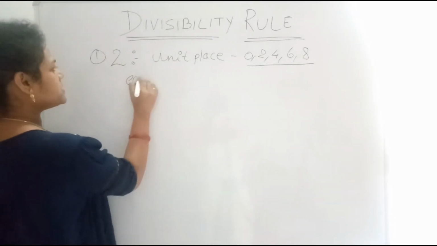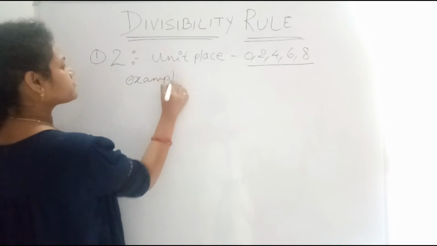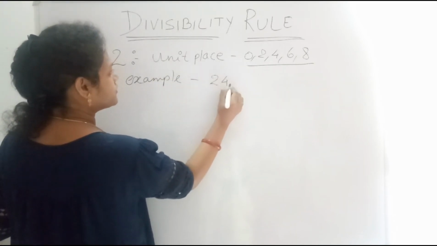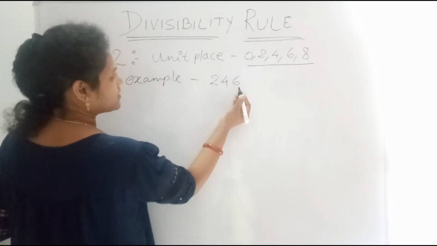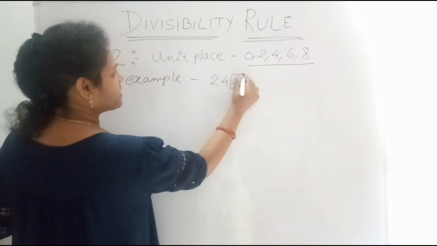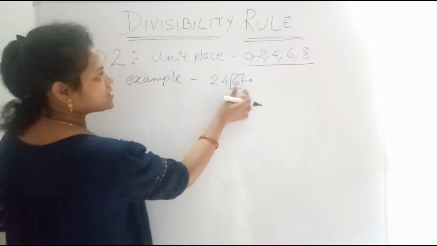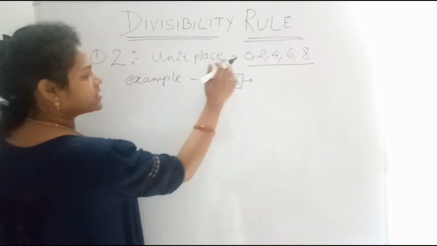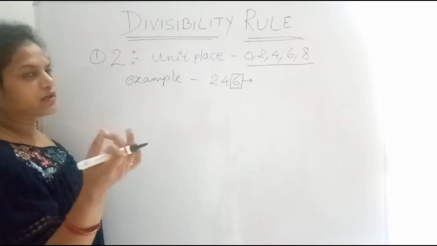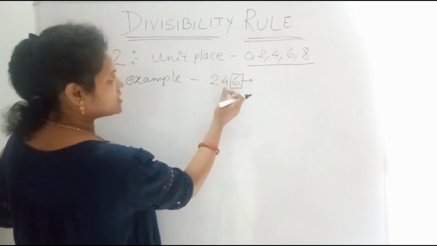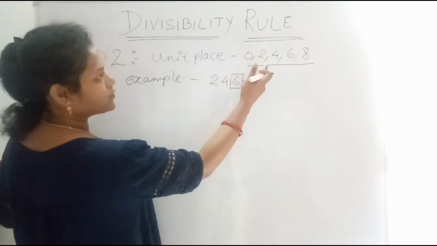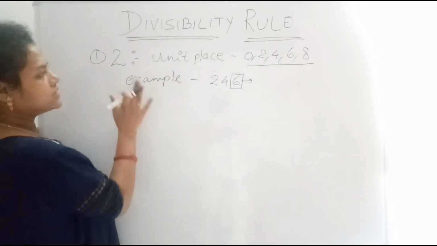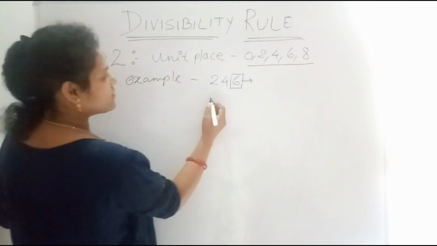For example, suppose there is the number 246. Okay, this is divisible. Why? Because in the units place the digit is 6, and the rule is also telling that whenever the digit 0, 2, 4, 6 or 8 is there in the unit place, then that particular number is divisible by 2. Or see one more example.